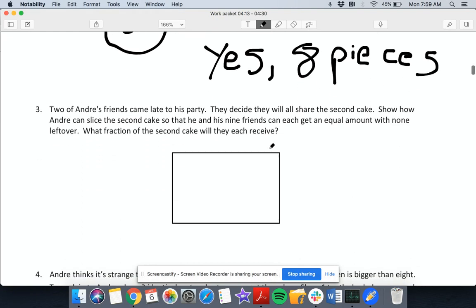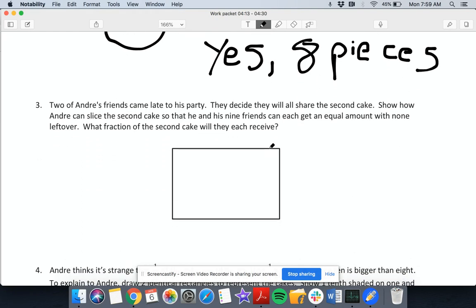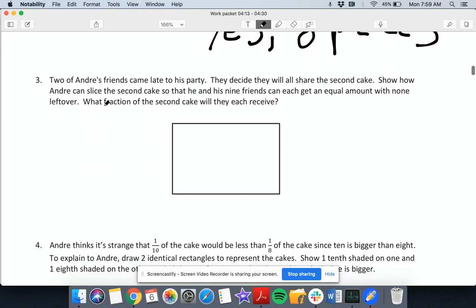So question 3, you guys will be working on this question on your own, but it asks, 2 of Andre's friends came late to his party. So if 2 friends came in late, and there were 8 people to begin with, how many people are there now? We'll do addition. 8 plus 2 is 10.